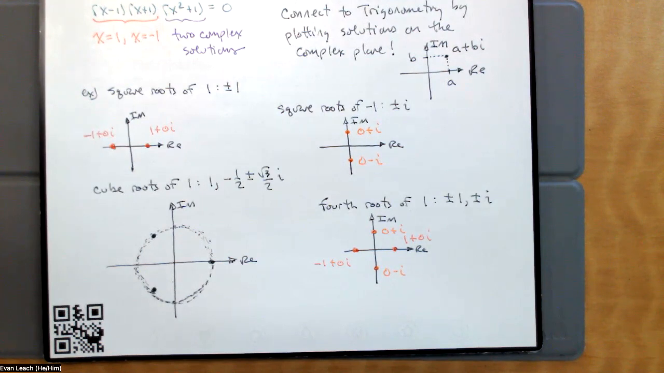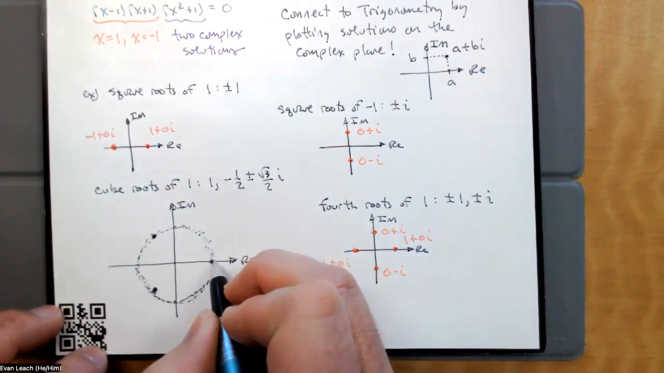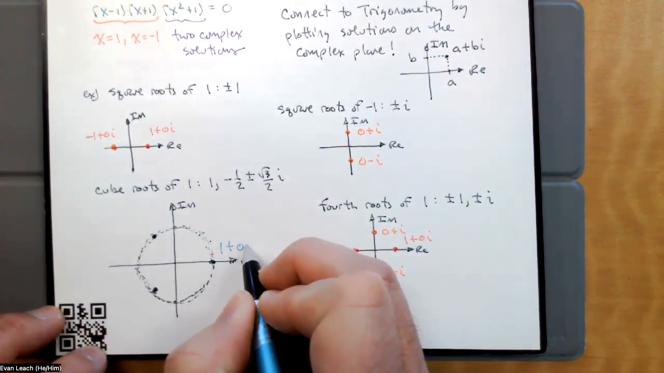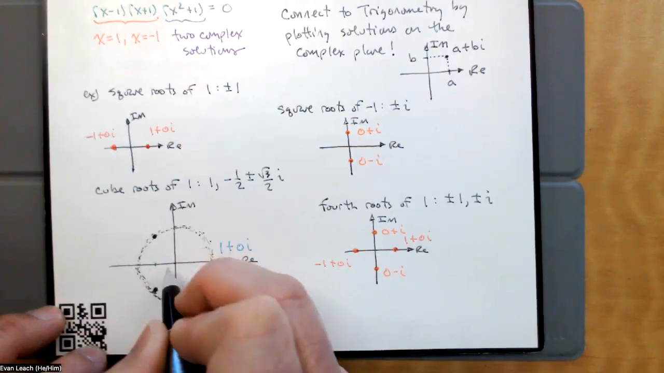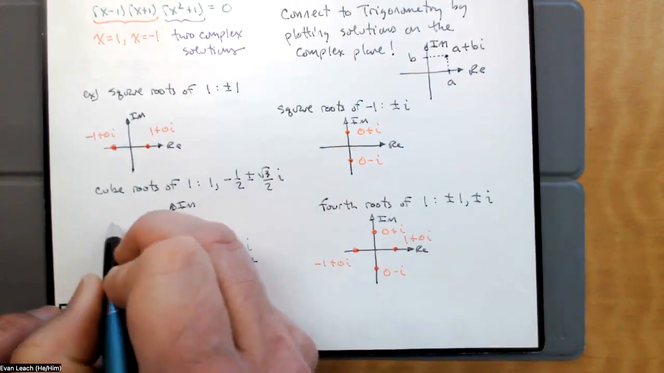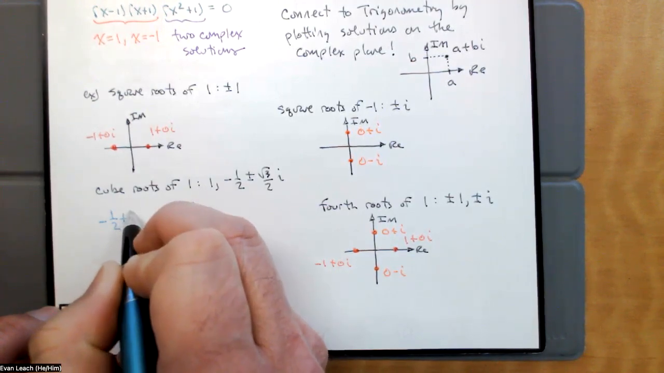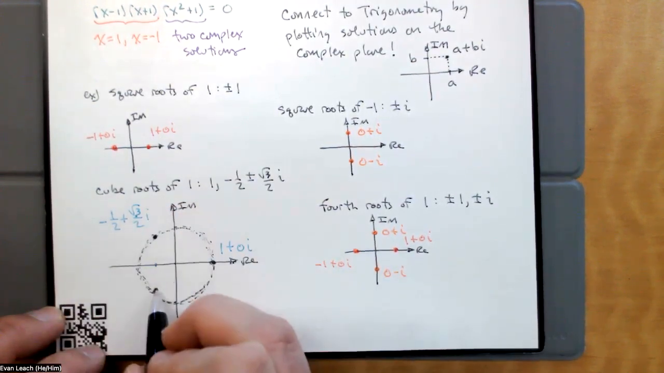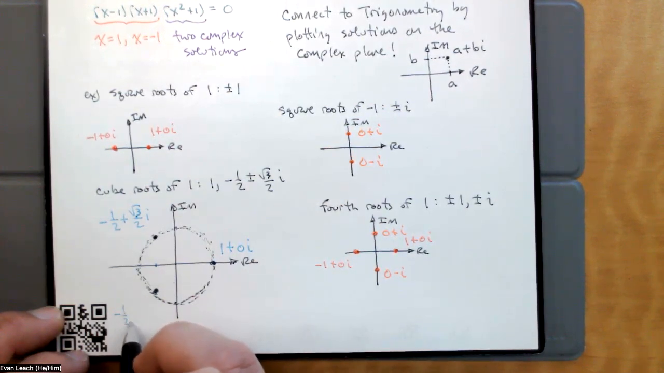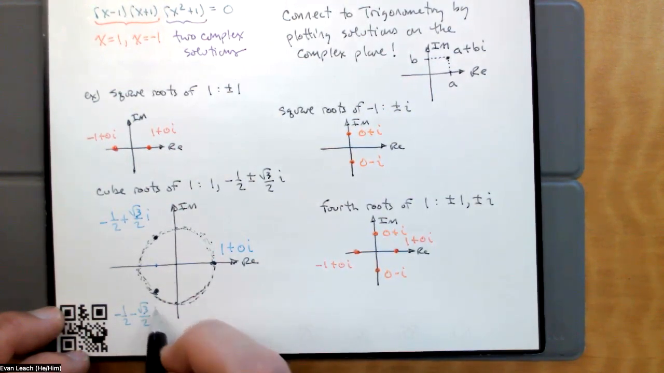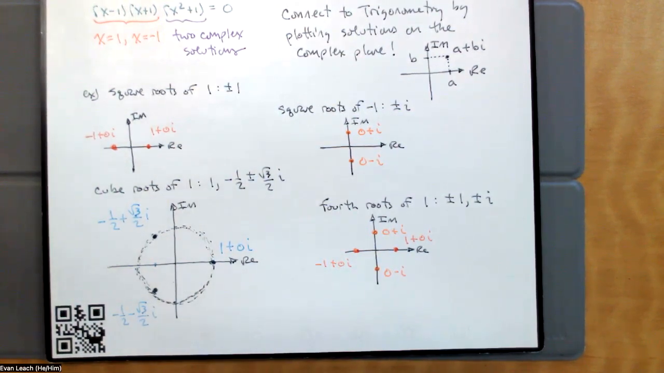So here are our 3 cube roots of 1. There's 1 plus 0i, that's this one here. Then I've got -1/2 plus √3/2 i. And down here, I've got -1/2 minus √3/2 i. What we want to notice about these 3 cube roots of 1 is the 1/2 and the √3/2, and why I put this all sitting on a circle.